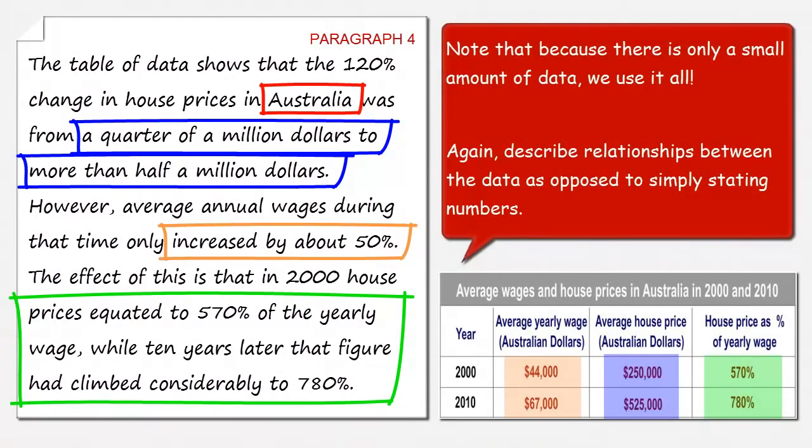Note that because there is only a small amount of data, we use all. Again, describe relationships between the data as opposed to simply stating the numbers.